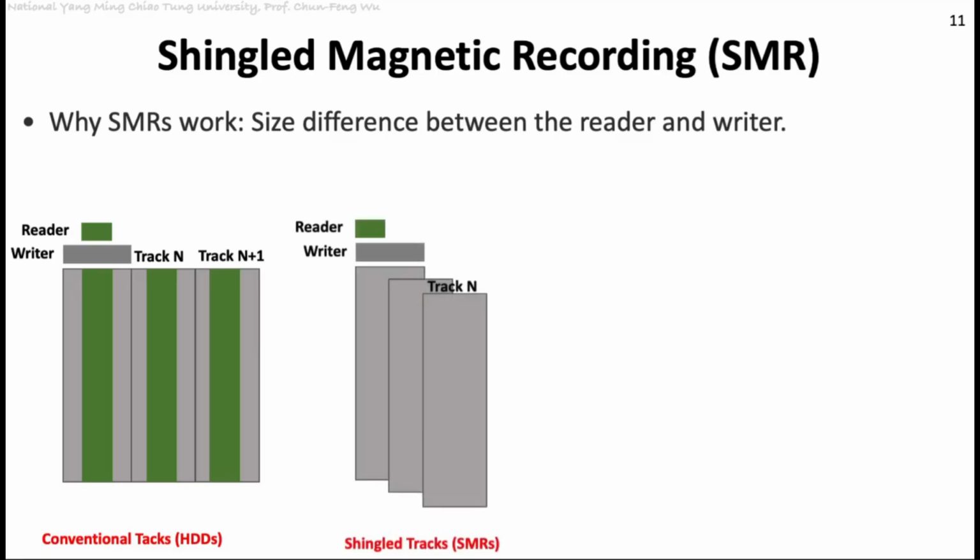So a better way is, because this is a writer, the possible thing is to slightly move the reader to the edge, and then you write the following tracks on top of the prior tracks.